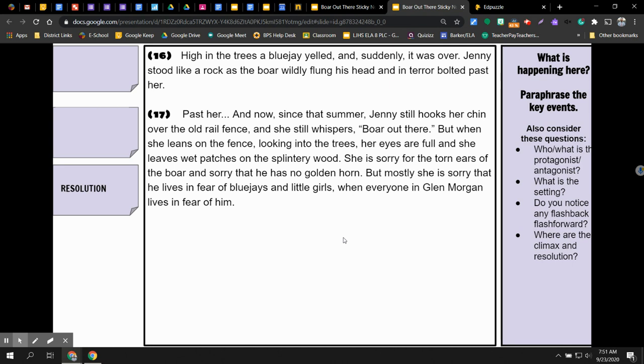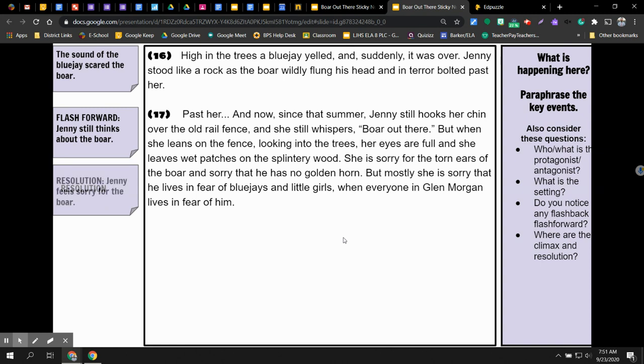All right, so in line 16, you should just have noted literally what happened, which was the sound of the blue jay scared the boar and it ran away. And then in line 17, we have a flash forward to Jenny, in the present, still thinking about the boar. She still thinks about that moment when she saw him, that day when she went looking for him and she finally discovered him.